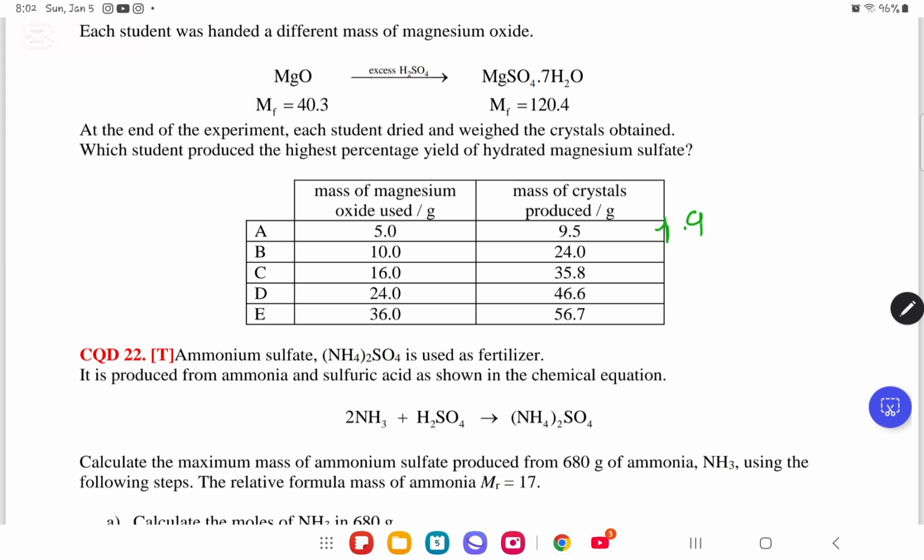It's 1.9, then 24 divided by 10 is 2.4, then 35.8 divided by 16, it is 2.23, or actually 2.24. Then D is 46.6 divided by 24, which gives us a ratio of 1.9. Then we have 56.7 divided by 36, which gives us 1.6. So definitely the biggest ratio is B. So the student that produced the highest percentage yield is B.